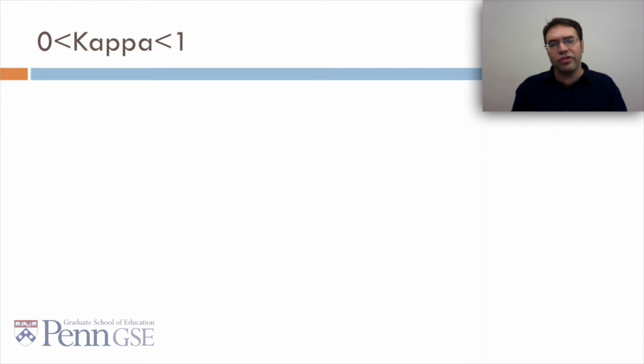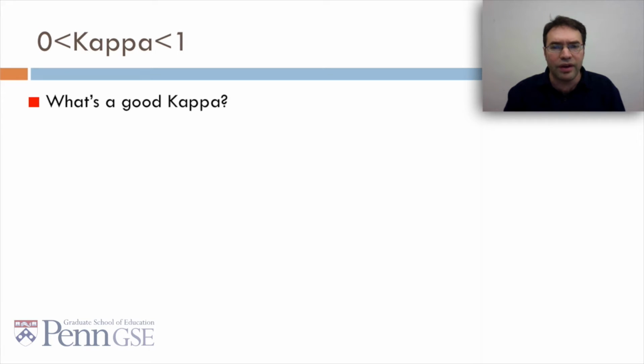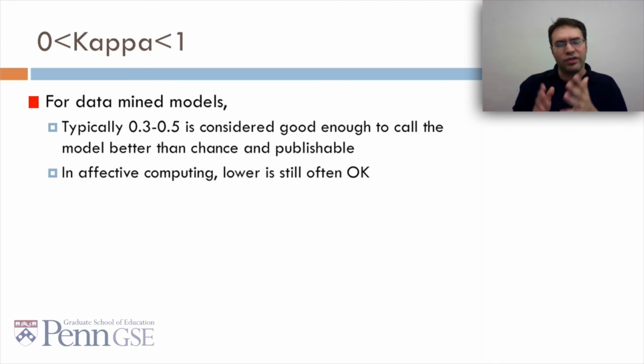What if kappa is between 0 and 1? Well, that's the hard case. What's a good kappa in that range? There's no absolute standard. If you've got a data mining model, typically 0.3 to 0.5 is good enough to call the model better than chance and go ahead and publish it. In affective computing, which is a really hard problem, lower is still often okay. And if you send something to certain conservative ed journals, then they're going to want to see a 0.9, which no one's ever seen for anything other than a completely well-defined construct where you defined everything down to the finest detail.